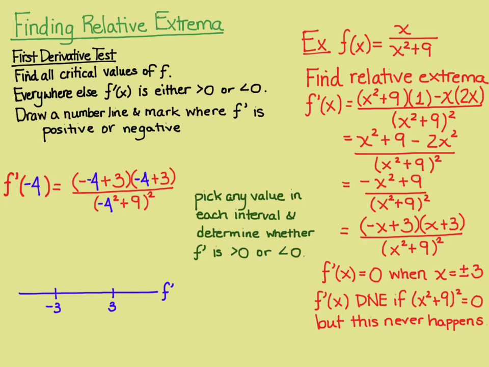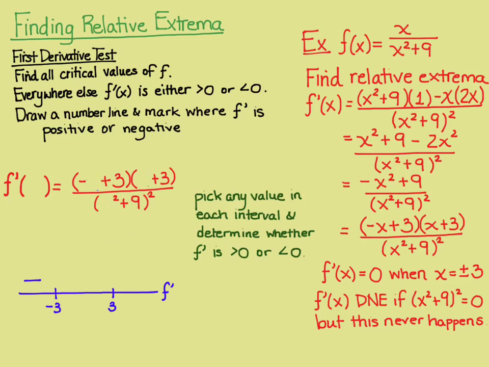If I plug negative 4 into this, I see that the numerator is going to be a negative 4 plus 3... a plus 4 plus 3, which is a positive 7, and a minus 4 plus 3, which is negative. So the numerator is going to be a positive times a negative, which is negative, and the denominator we know will always be positive because it's being squared. So I'm going to have a plus times a minus over a plus, which is a negative over a positive, which is negative. We don't care exactly what value this is, we just care whether it's positive or negative. So I'm going to put a negative sign in the interval from negative infinity to negative 3.